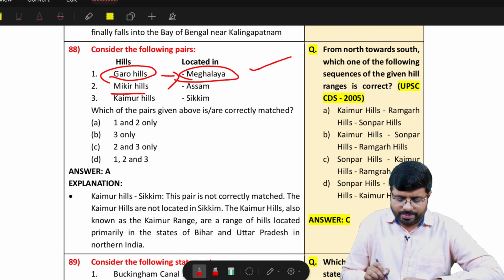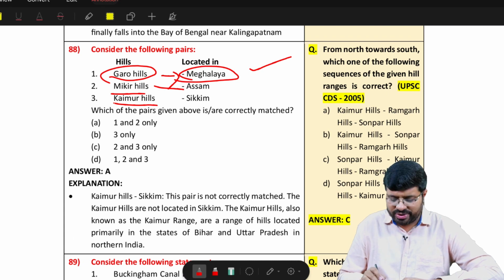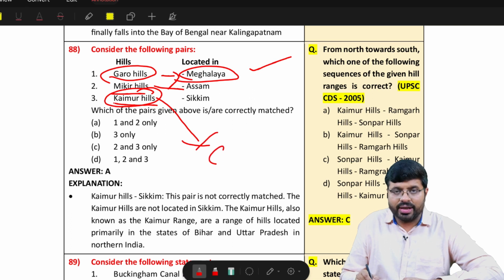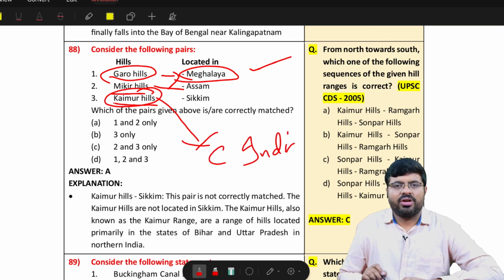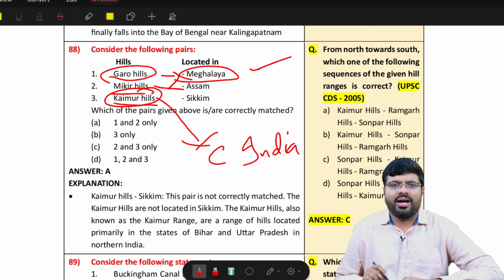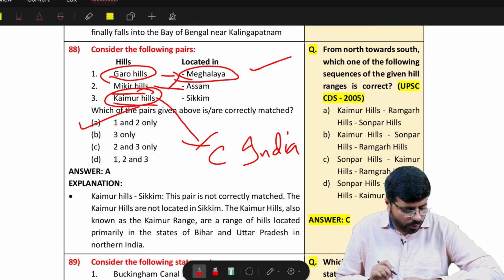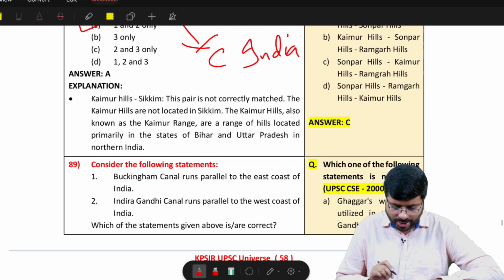Mikir Hills, Assam. Kaimur Hills are not part of Sikkim. Kaimur Hills are part of the extensions of Vindhyas in central India. So maybe it will be part of Madhya Pradesh, Bihar, such kind of things. So with that, the answer should be A, 1 and 2 only.